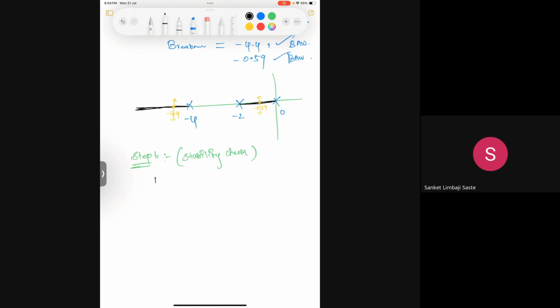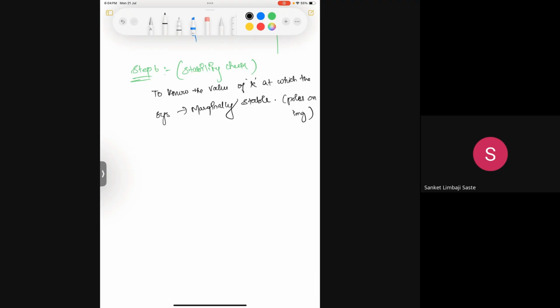This step helps to know the value of K. I was telling about the stability, right? So at which the system becomes marginally stable, because after this it will go to unstable, right? That's why we are determining this critical point when it becomes marginally stable or poles at the imaginary axis. Since we already found the breakaway and break-in points, this will be easy for us to determine. So always, again, the Routh-Hurwitz comes to the rescue.